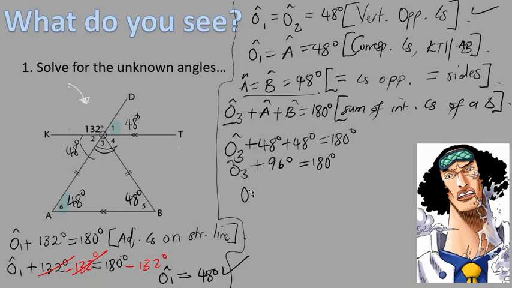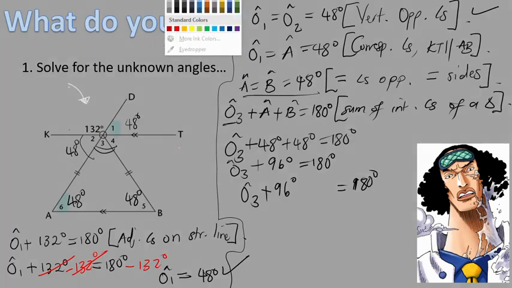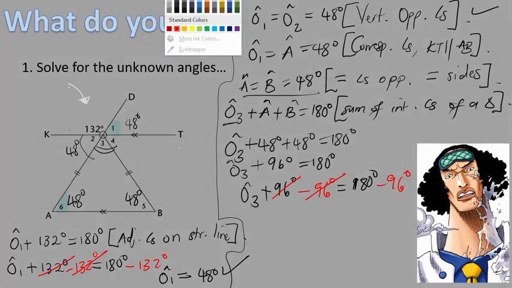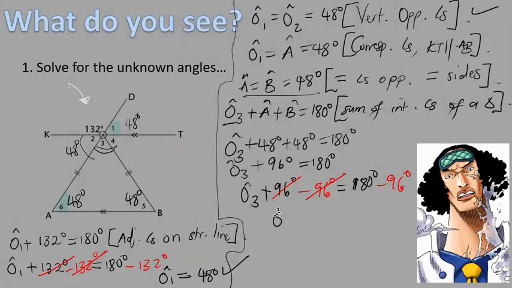How do I remove 96 and send it to the other side? Additive inverse. So positive 96, I'm going to have to remove it by its additive inverse. What is its additive inverse? That is negative 96. So negative 96 on the left and negative 96 on the right. This part cancels that part. I'm left with O3. O3 is equal to 180 minus 96.